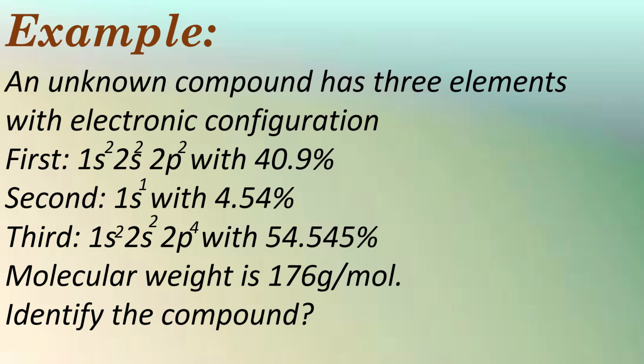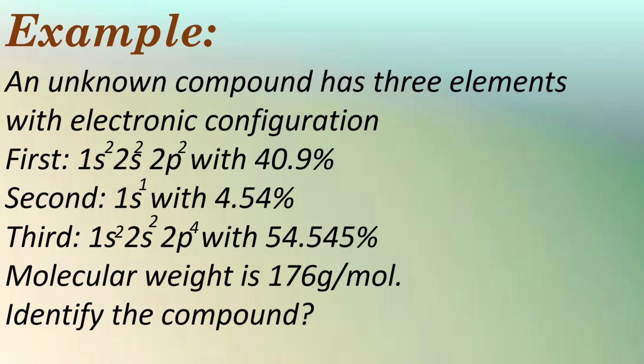First is 1s2, 2s2, 2p2 with 40.9% percentage of element given. Second is 1s1 with 4.54%. Third element is 1s2, 2s2, 2p4 with percentage 54.545%. Molecular weight is 176 gram per mole. We have to identify the compound.